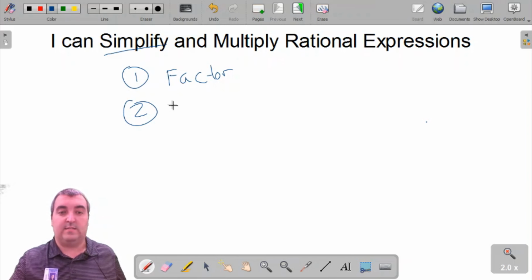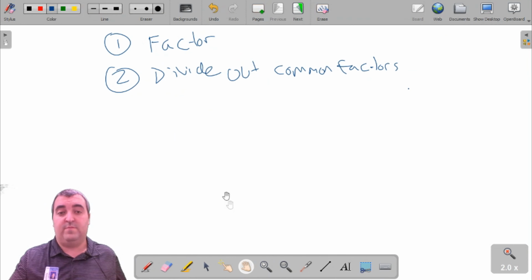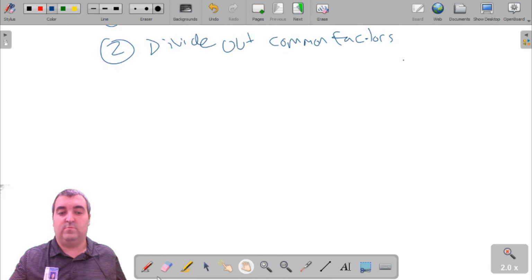And then the second step will be to divide out common factors. Okay, and you've really been doing this since you've dealt with fractions, but you've done it with numbers. Now we're going to do it with expressions. So let's start with a pretty simple one.